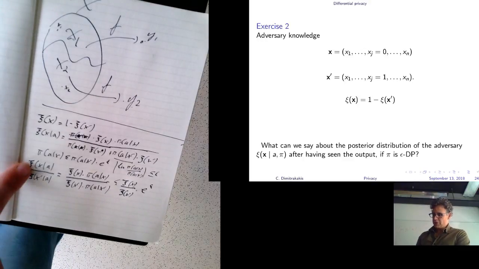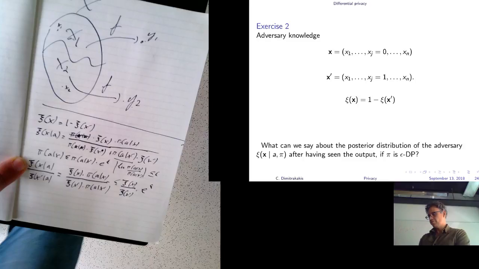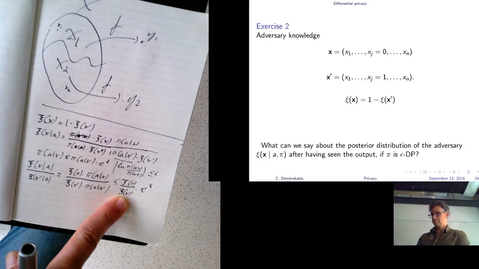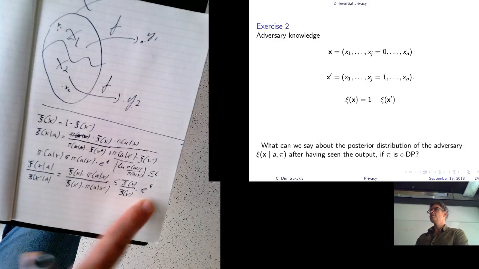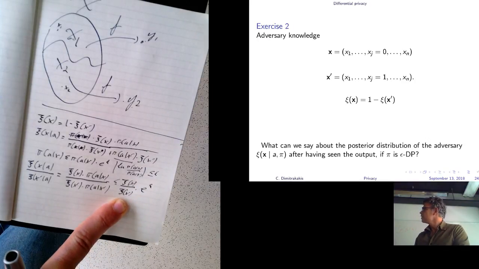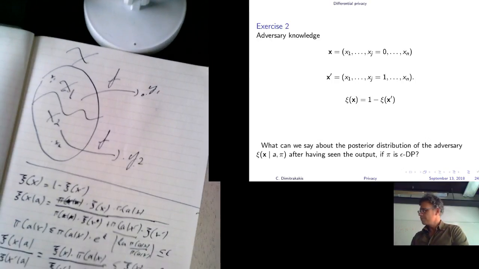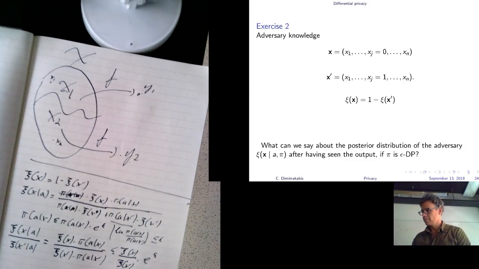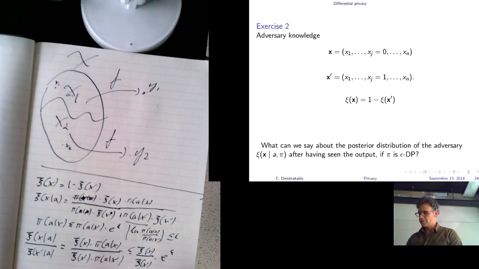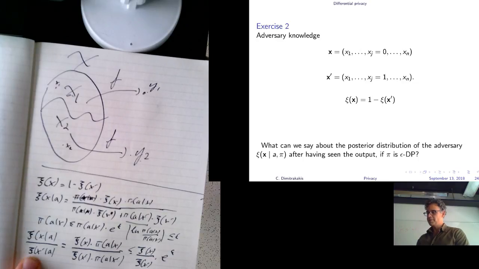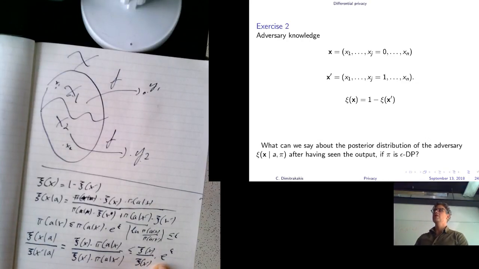So we know that now the posterior ratio, the probability of x given a over the probability of x prime given a, is bounded by the original prior ratio times a constant, and the constant just depends on epsilon. So this is how much you think x is likely relative to x prime, and this is how much you think x is likely relative to x prime given the data, given the observations. And you can see that this ratio only increases by a factor of e to the epsilon. So when epsilon is 0, it stays the same.